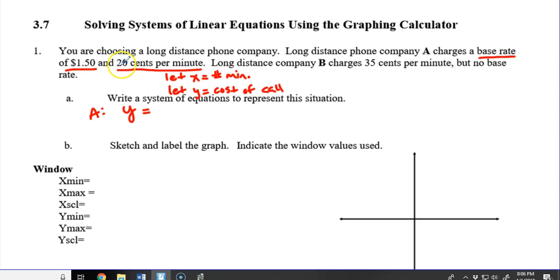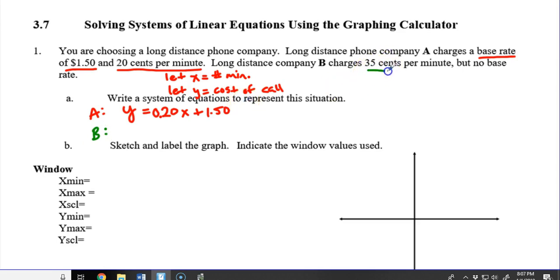Now keep in mind the 20, we can't just write it like this, 20x plus 150, because what that would really mean is $20, right? Because the 1 is measured in dollars. So we actually have to write it like this, 0.2x plus 1.50. I want you to do something similar with the B company. Play the recording when you've written your equation.